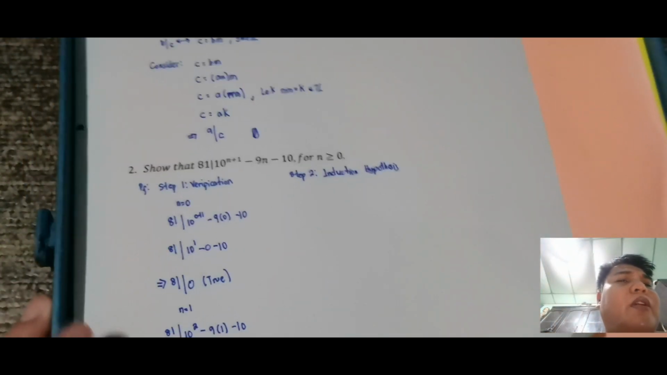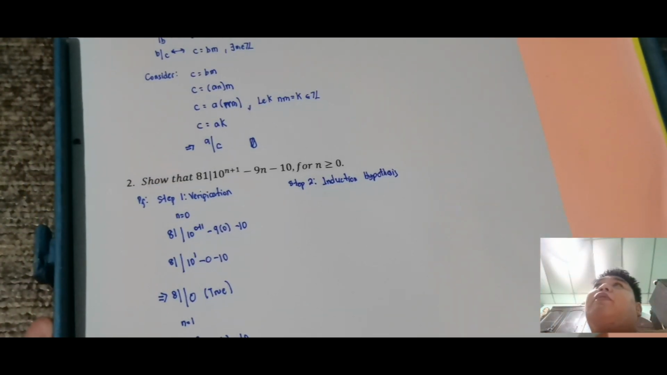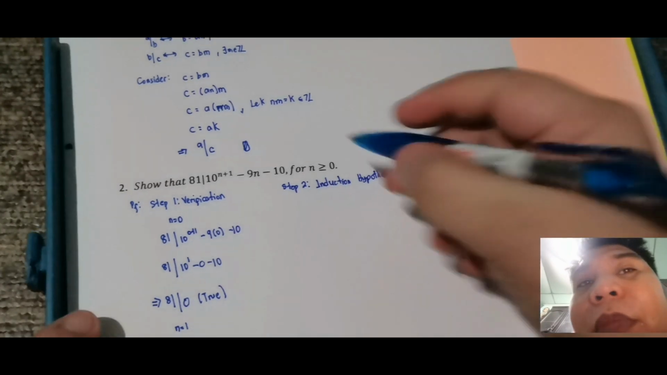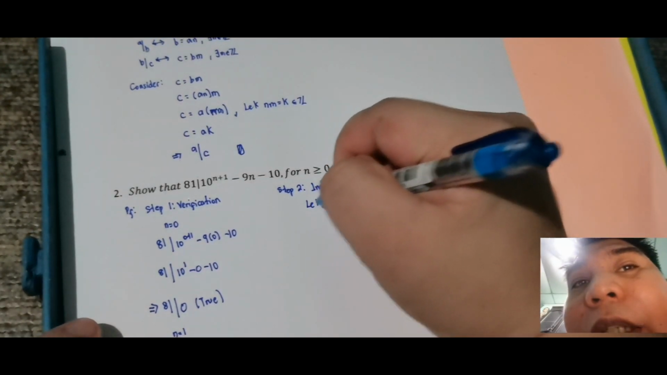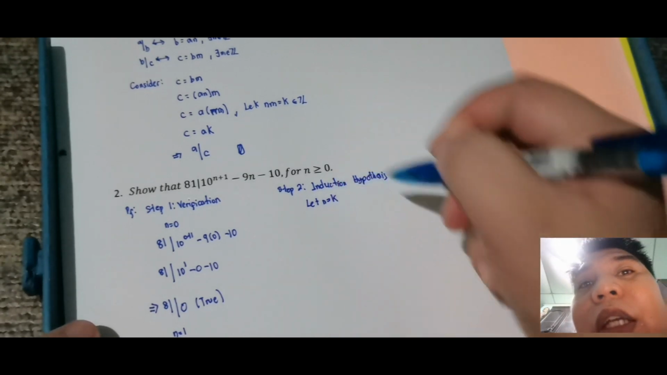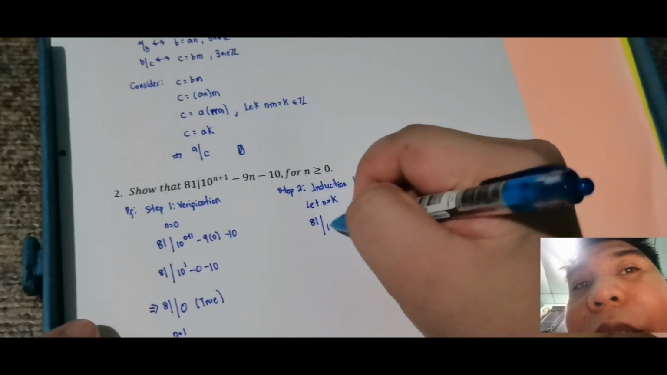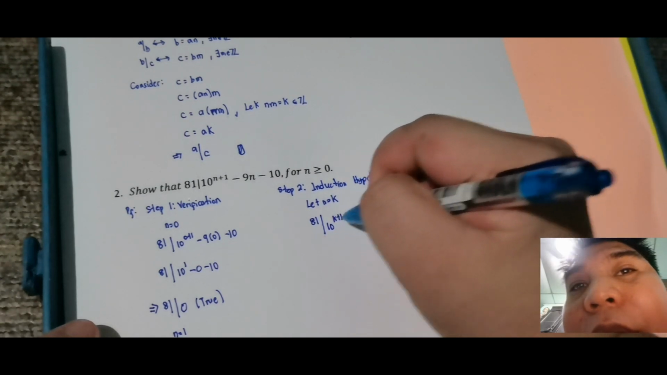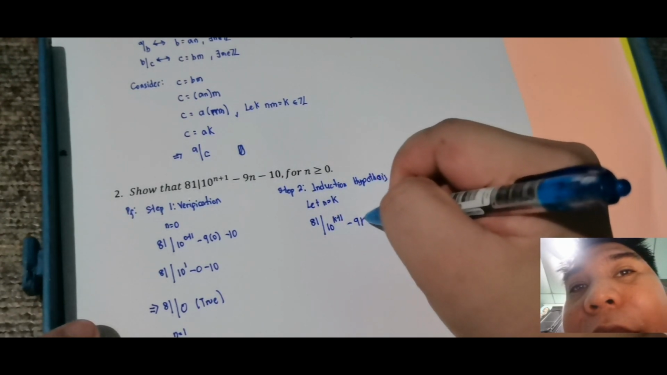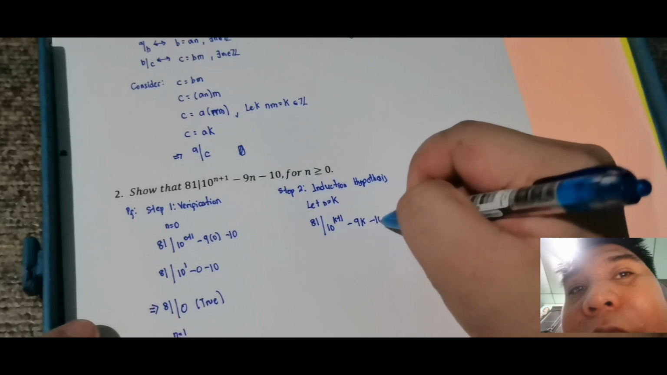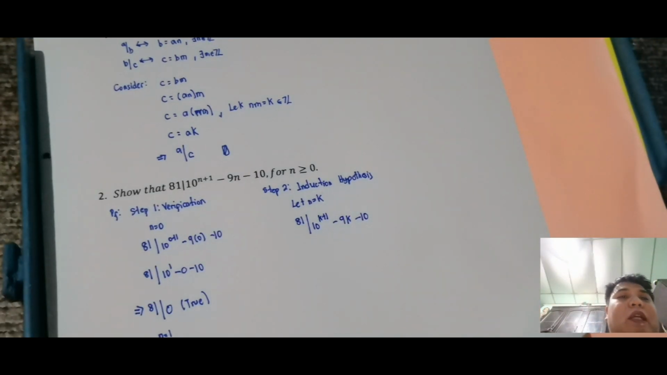So, paano ulit yung induction hypothesis? Sir, si induction hypothesis, possible po siya pag nilet natin si n is equal to k. So, yung 81 divides 10 raised to k plus 1 minus 9k minus 10. Ayan na po yung magiging mangyari.